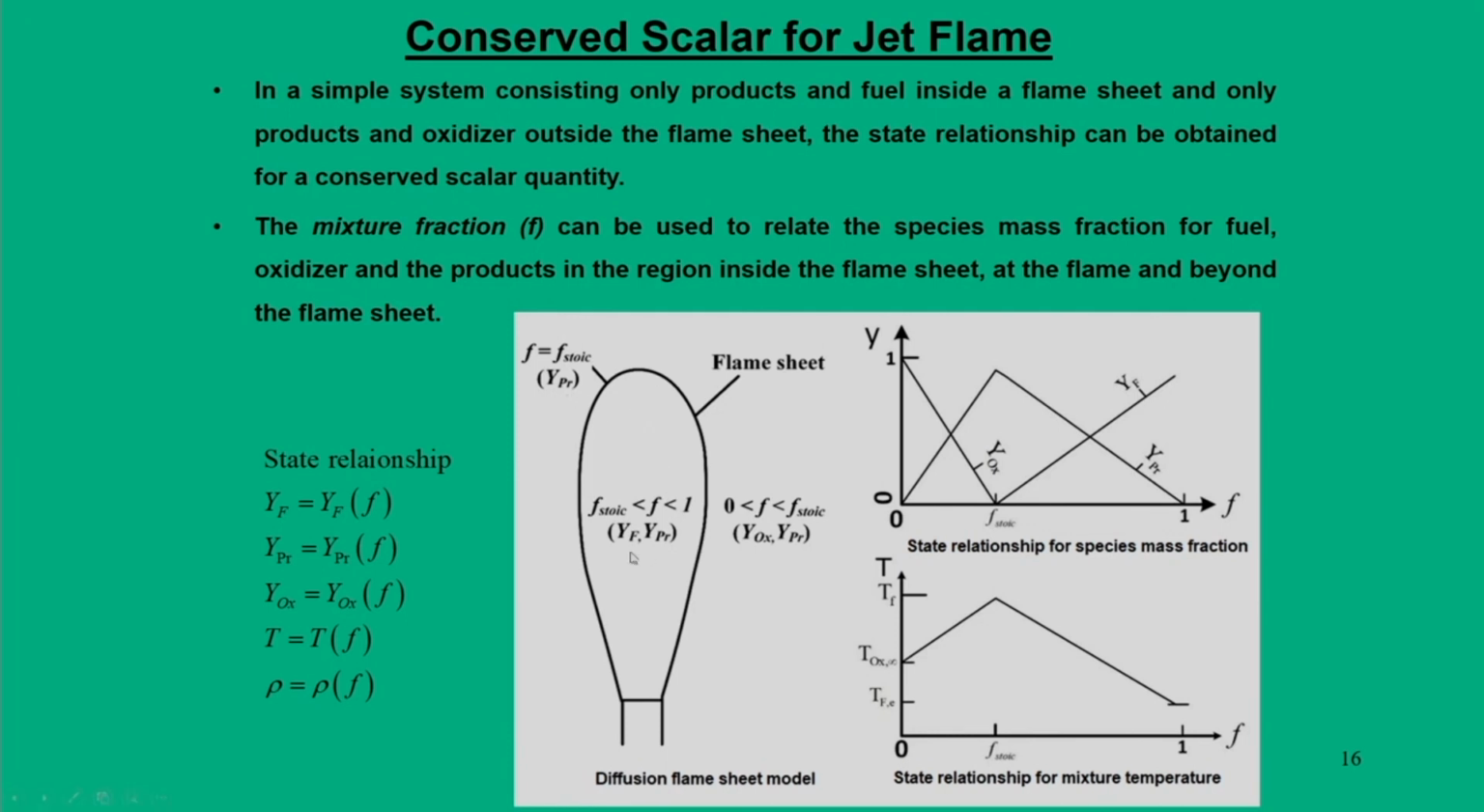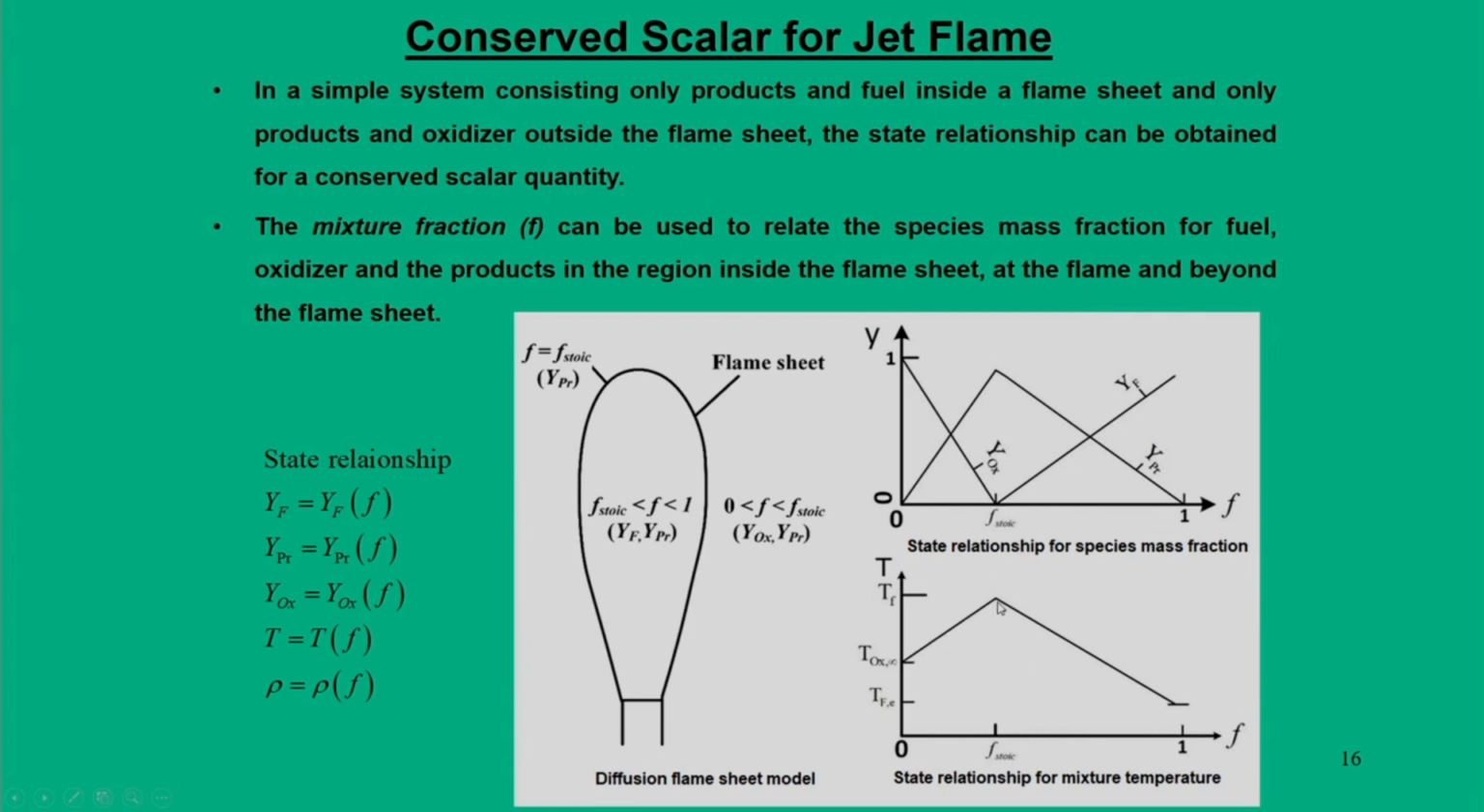Within this flame, we will find some mass fraction of the fuel and some products. Outside the flame, we will not find fuel; we will find oxidizer and products. So there is a misbalance between the flame surface, or flame sheet, inside the flame and outside the flame, and the distribution of temperature and mass fractions can be represented in this manner, as it gives a very clear understanding.